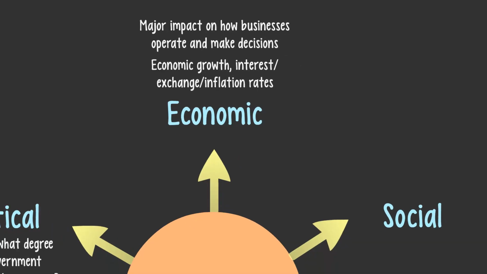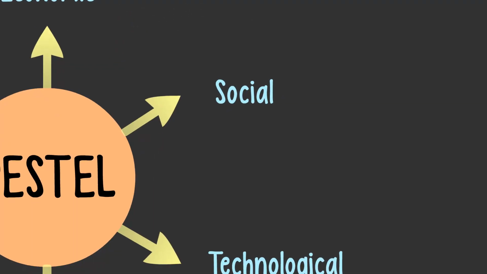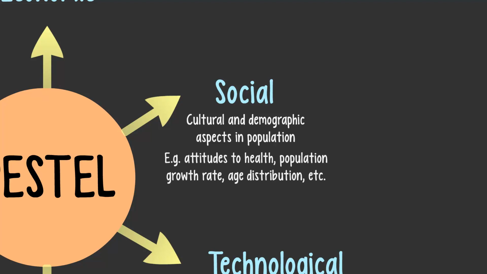Let's scroll down to our next PESTEL factor now, which is social. And these are the cultural and demographic aspects in the population. Now again, these cover quite a wide variety of factors. So it may be a nation's attitude to health, or the rate of its population growth, or its age distribution, i.e. does it have an elderly population or does it have a young population, as well as society's emphasis on safety.